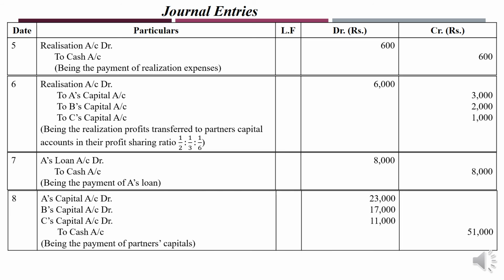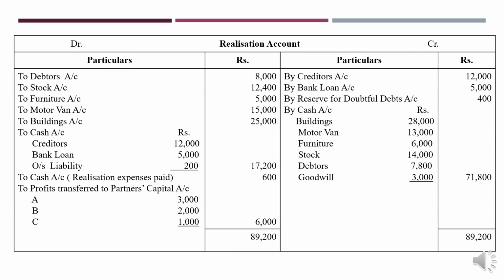Then if there is any left, the partners' capital has to be paid. So A's capital account 23,000, B's capital 17,000, C's capital 11,000. So totally 51,000. With this, I think the entire amount is used, and no surplus is left to distribute among the partners as profit. Now we'll prepare the realization account.